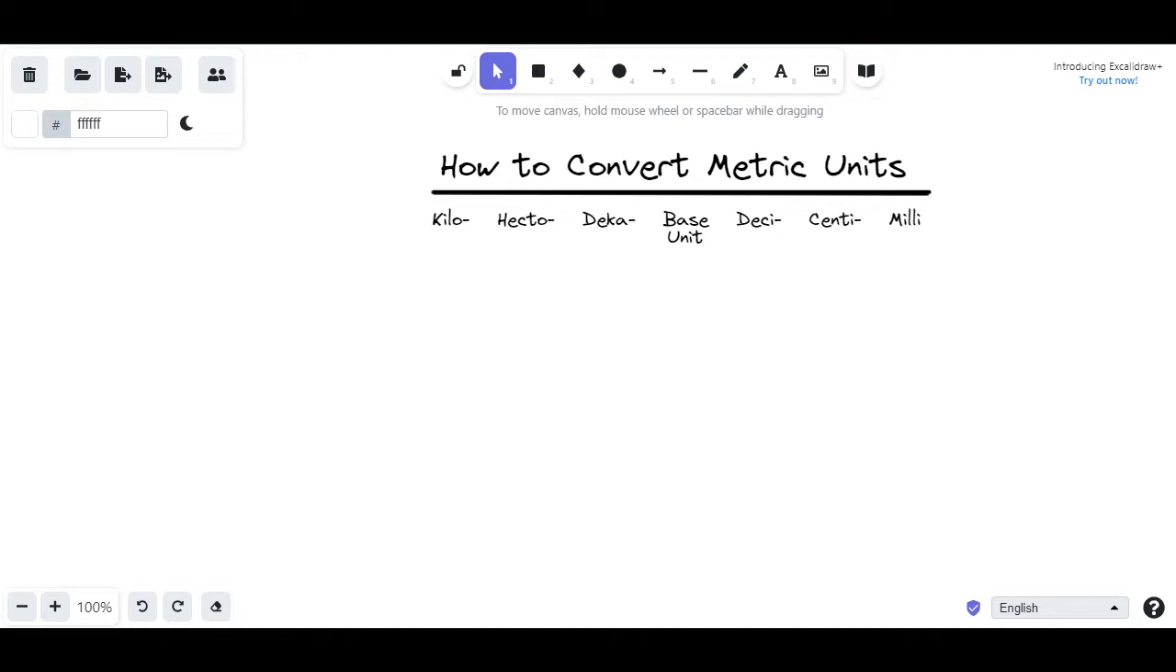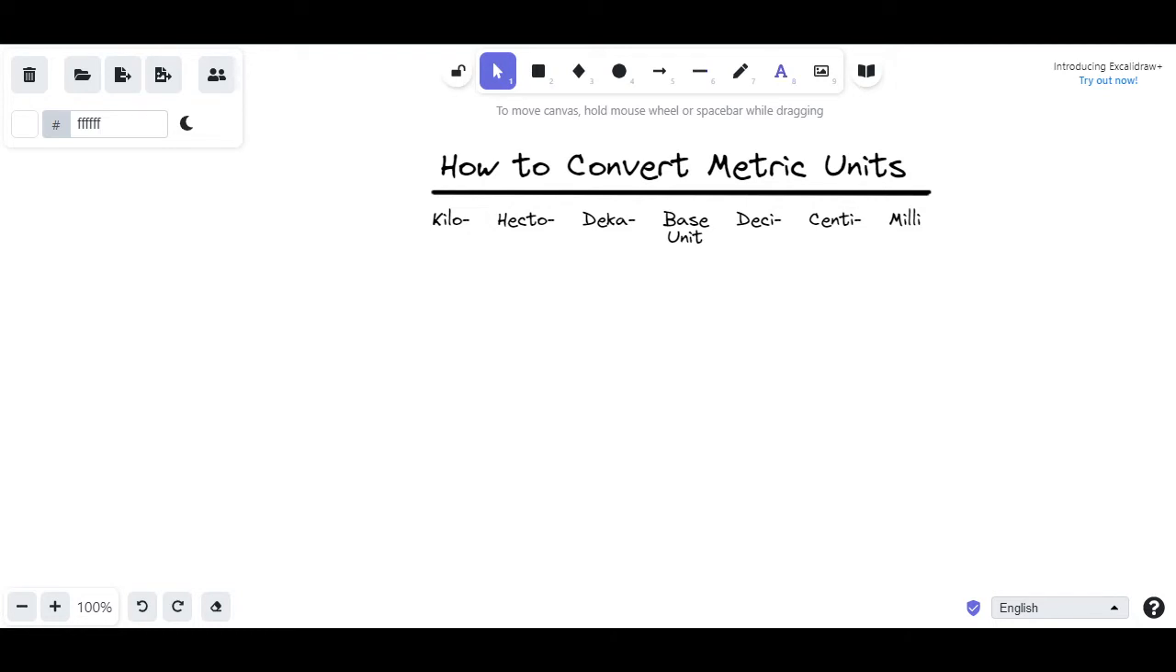There's these 6 different prefixes: kilo, hecta, deca, deci, centi, and milli, and those go from large on the kilo side all the way down to small on the milli side. And the base unit is just the metric unit you're using. If you're doing a length, it'd be meters. If you're doing a mass, it'd be grams. And if you're doing a volume, it would be liters.